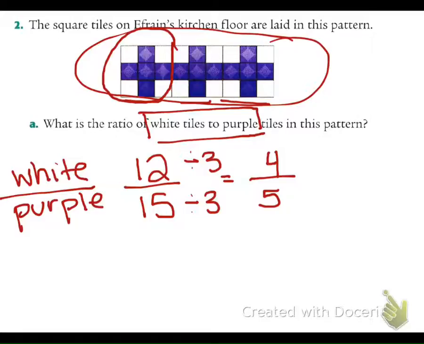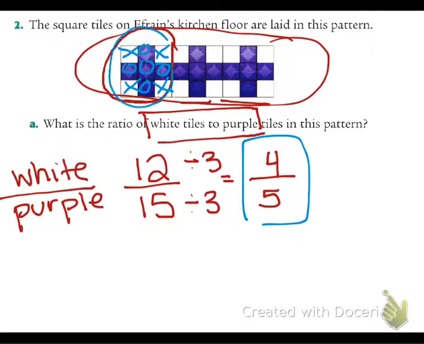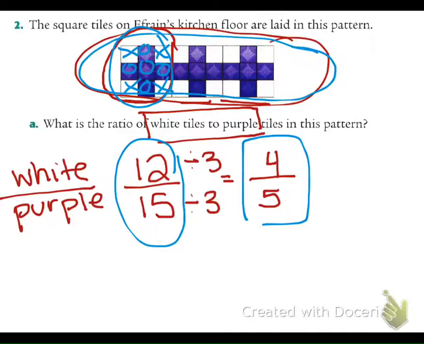Notice how the 4 to 5 ratio can be seen in the image. 4 represents the 4 white tiles that you're seeing in the corners, and 5 represents the 5 purple tiles that are in the center. The simplified ratio is one piece of the repeated pattern, whereas the 12 to 15 ratio is looking at the entire kitchen floor that we can see.